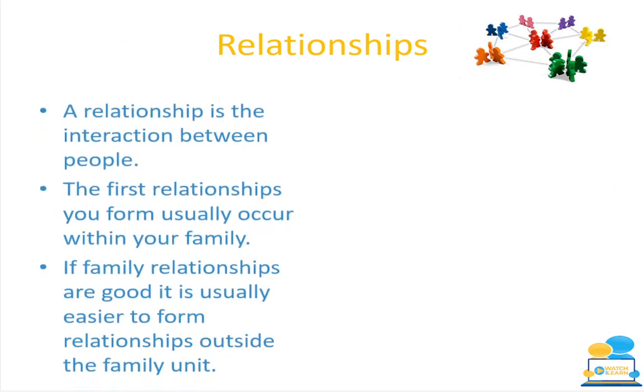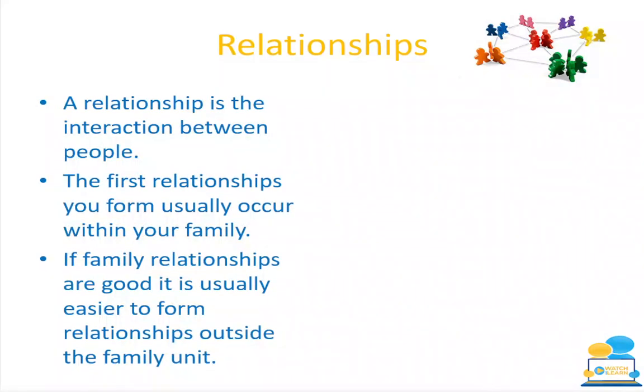We're now going to look at relationships, okay? So this is how people interact. So your first relationships will occur at home. So the first people you will meet will be your parents. And then you will meet maybe siblings, aunts and uncles and their friends and grandparents. And based on their relationships, you will then learn from them. If a family relationship is good, it's usually easier for you to form relationships outside of the family. Now, this isn't set in stone.